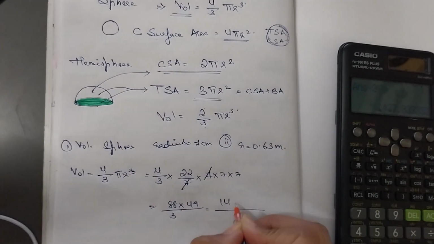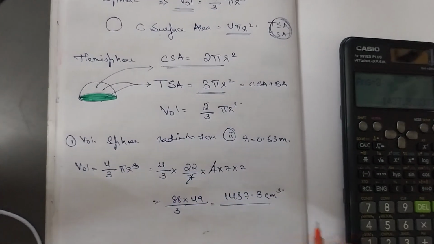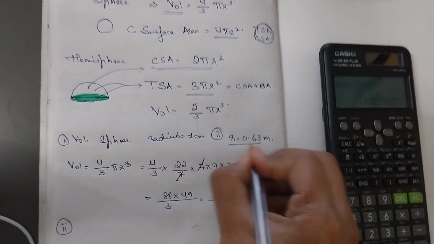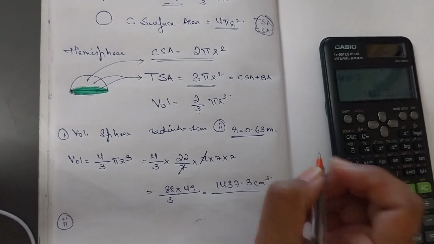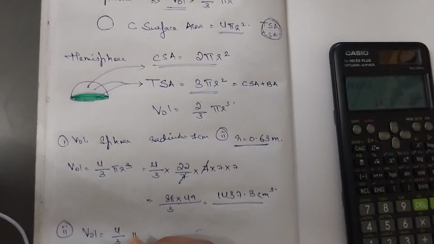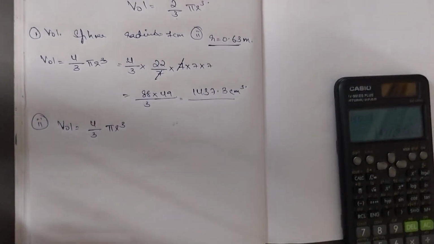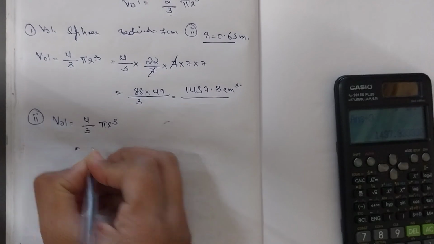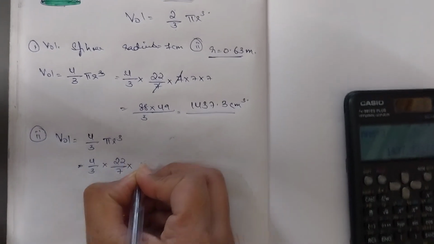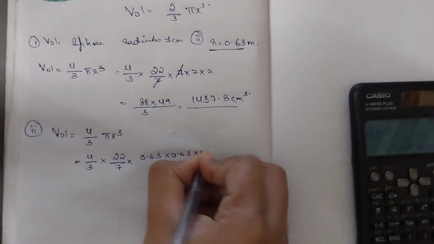It is 1437.33 centimeter cube is the answer for this one. The second subdivision is r is 0.63 meters. So the volume is equal to 4 by 3 pi r cube. Again and again I'm writing the formula so that it becomes easy for me to learn it. So 4 by 3 into 22 by 7 into 0.63 into 0.63 into 0.63.